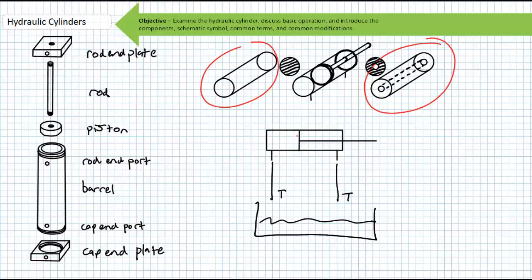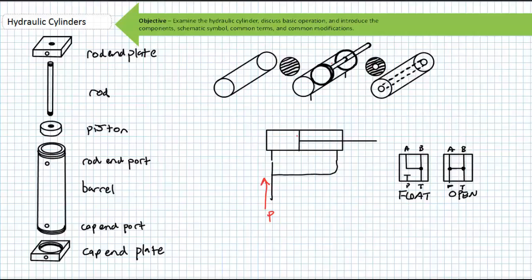How would one manually retract or extend a cylinder? The easiest way is to have both ports at low pressure. One could dump both to tank pressure, or perhaps use an open or float center directional control valve. We'll get into directional control valves later. Basically, you're allowing that volume differential to go someplace else.